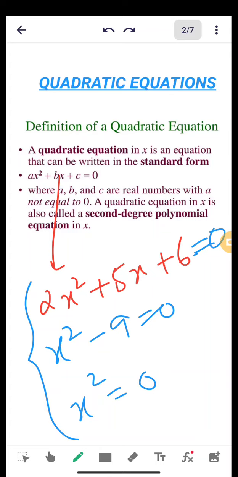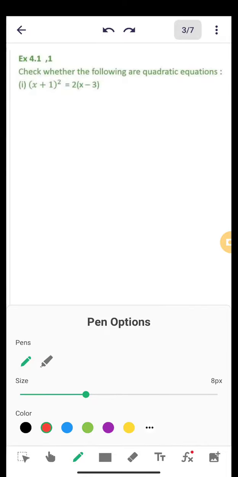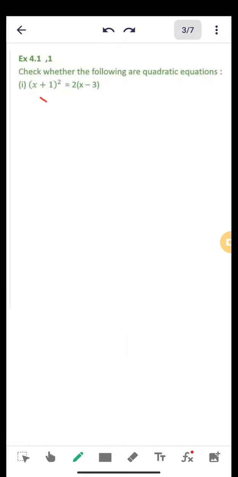So let's check a few more questions on whether they are quadratic or not. To begin with, exercise 4.1, question number 1: we have a question to check whether the following are quadratic equations or not. Looking at this, we can't say directly, so we'll simplify it and say whether it is quadratic or not.